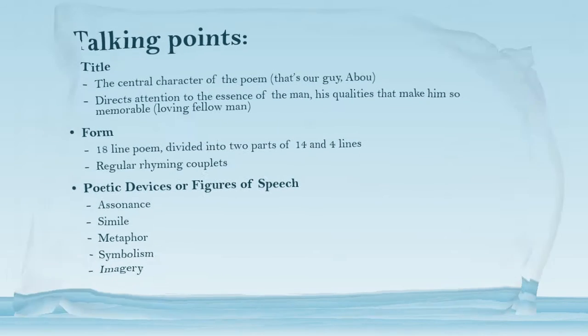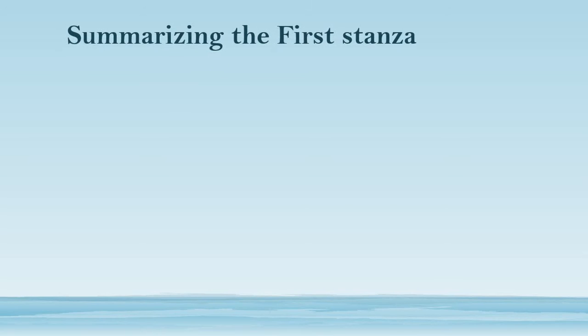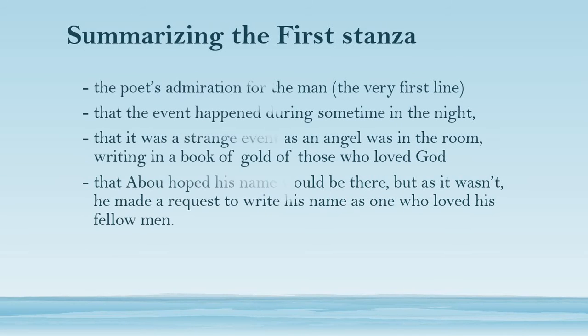Getting on with the poem. So, if we look at the first stanza, we see that in the very first line, the poet praises Abou the man. And in the very first stanza as well, he also describes the event that happened during the night.